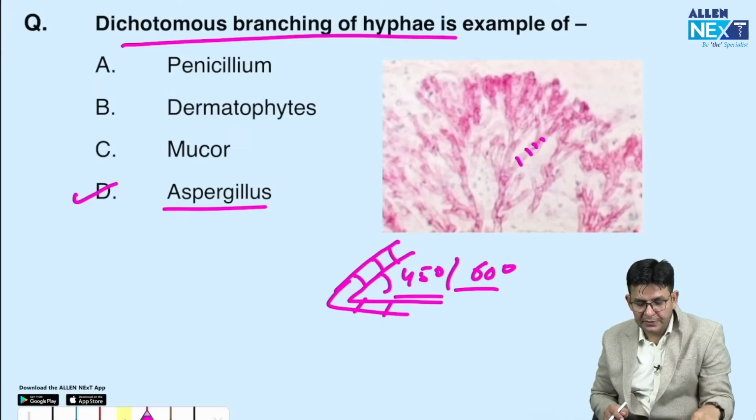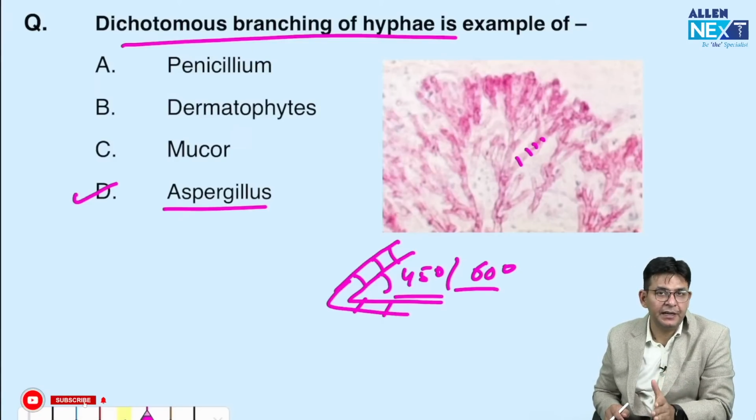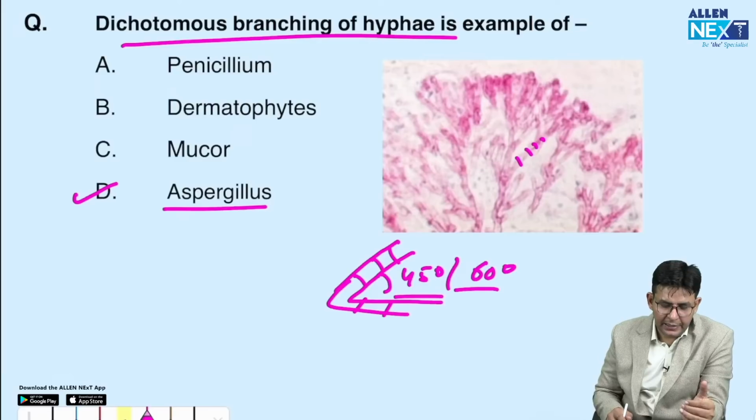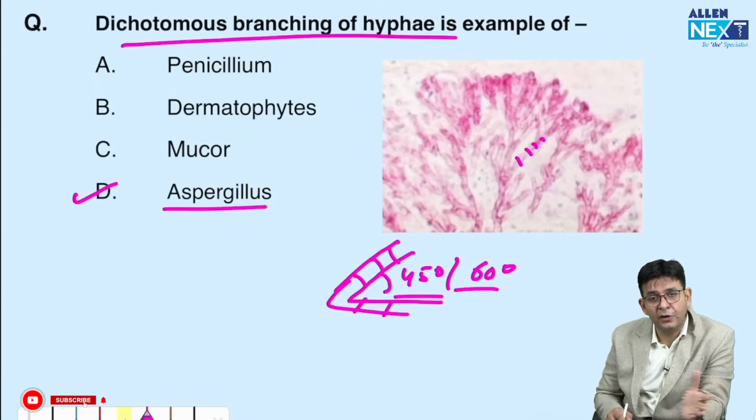Aspergillus is the answer: dichotomous branching of hyphae, with septate hyphae. The angle is acute angled, obviously. Dichotomous means only 45 or 60 degrees. Important are those names: Aspergillus fumigatus, Aspergillus flavus. Flavus secretes aflatoxin. Aflatoxin is responsible for hepatocellular carcinoma, found in groundnut workers also.